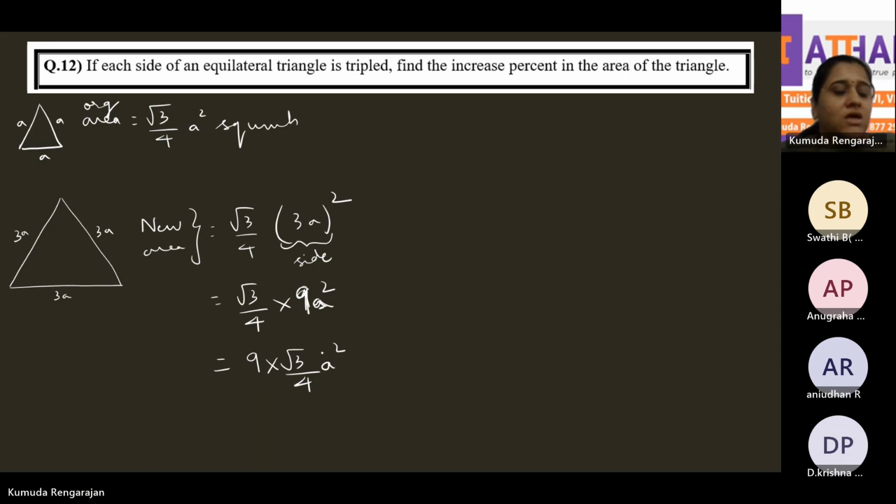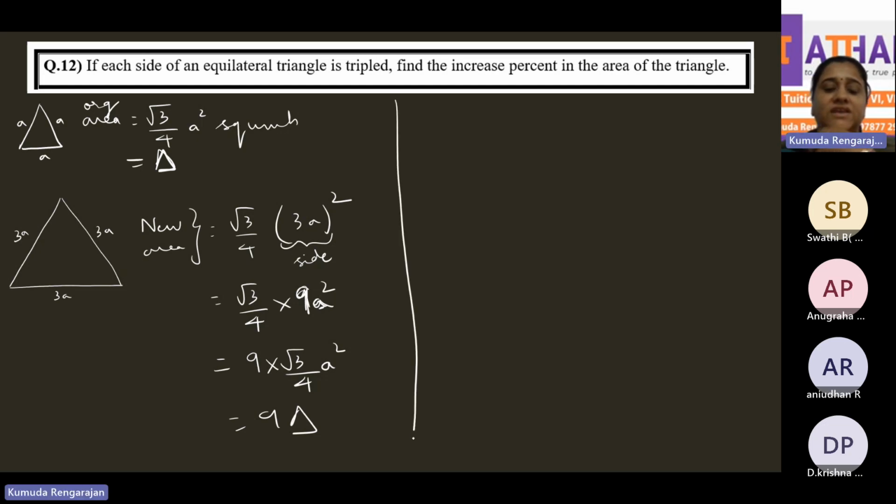Correct? Now, if the original area is delta, what is the new area? 9 delta. If the original area is delta, then the new area is 9 delta. Yes or no, children? Okay, so now what's the increase in area? 8 delta. Increase in area is equal to new area minus original area. So 8 delta is the increase in area.